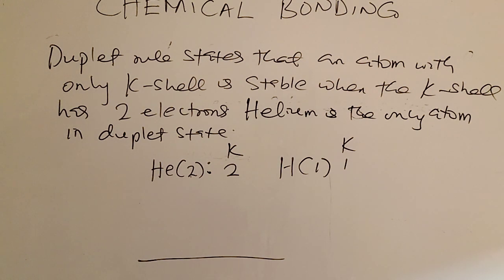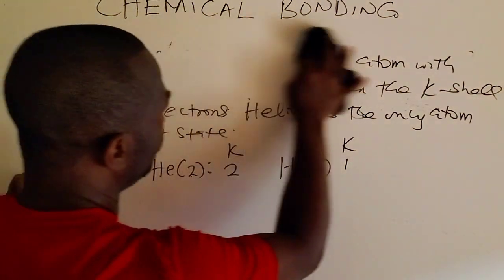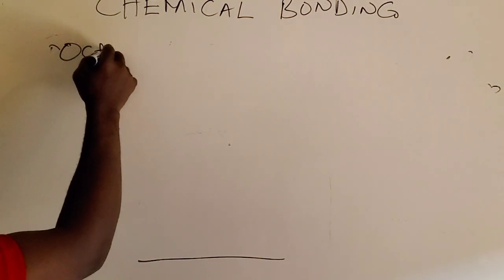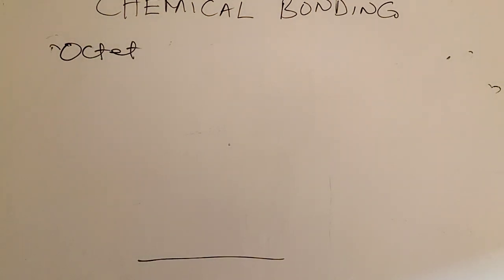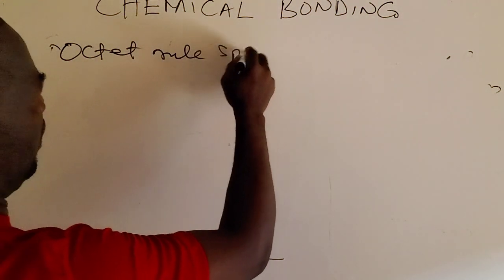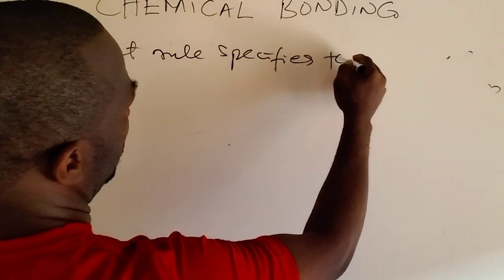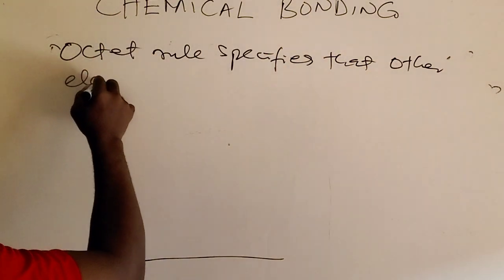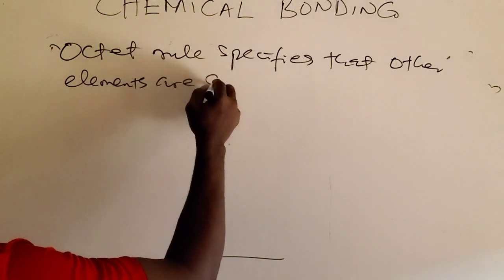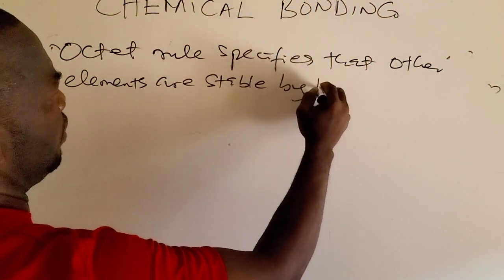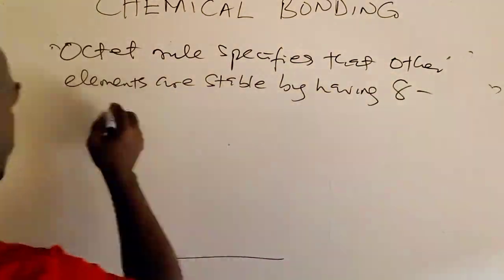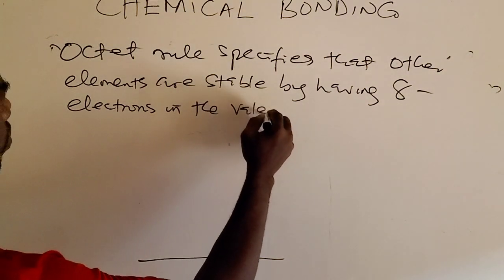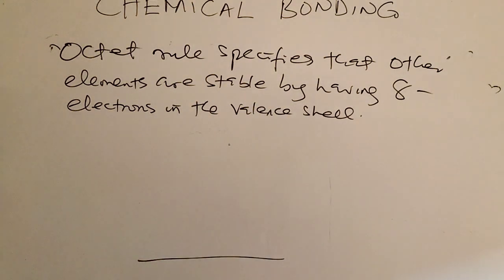Having understood the duplet rule, we now look at the octet rule. The word octet refers to 8. Octet rule specifies or states that other elements apart from helium are stable by having 8 electrons in their outermost or valence shell. So that is octet rule.